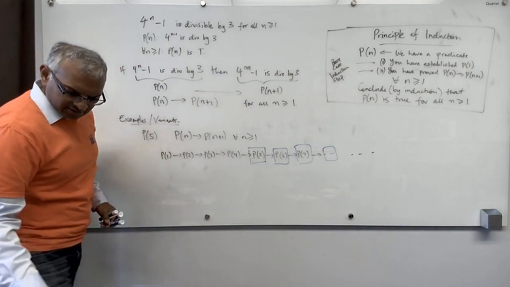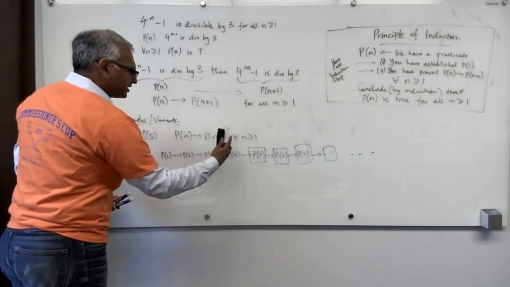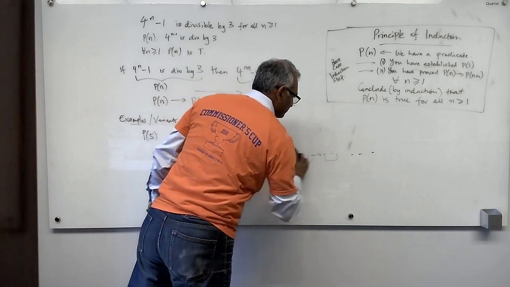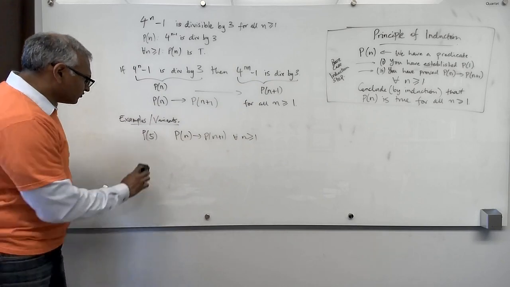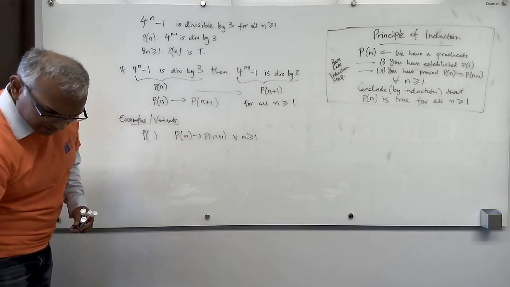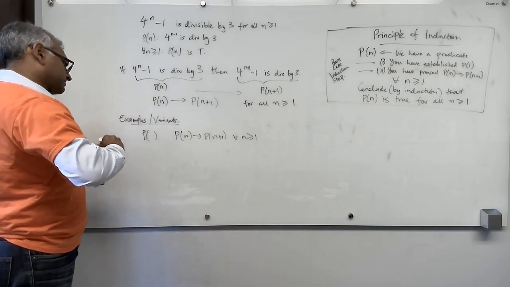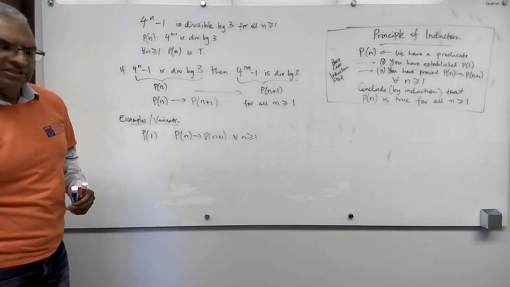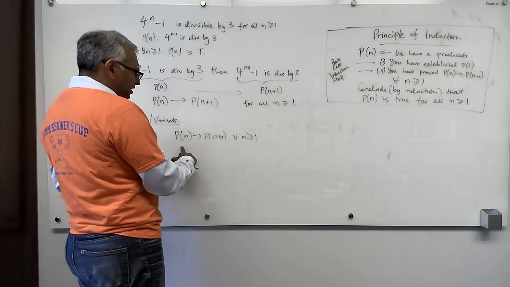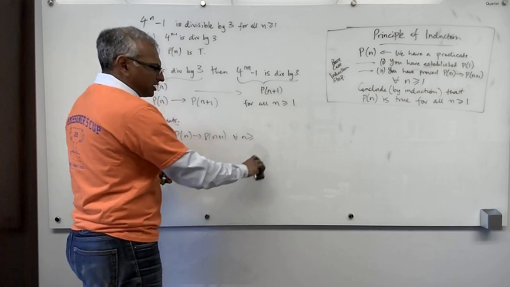Let's see if we reverse the roles of the 5 and the 1 here. Suppose, let's see what happens if you proved P of 1, which is what the principle of induction asks for, but you only establish the link for n greater than or equal to 5.